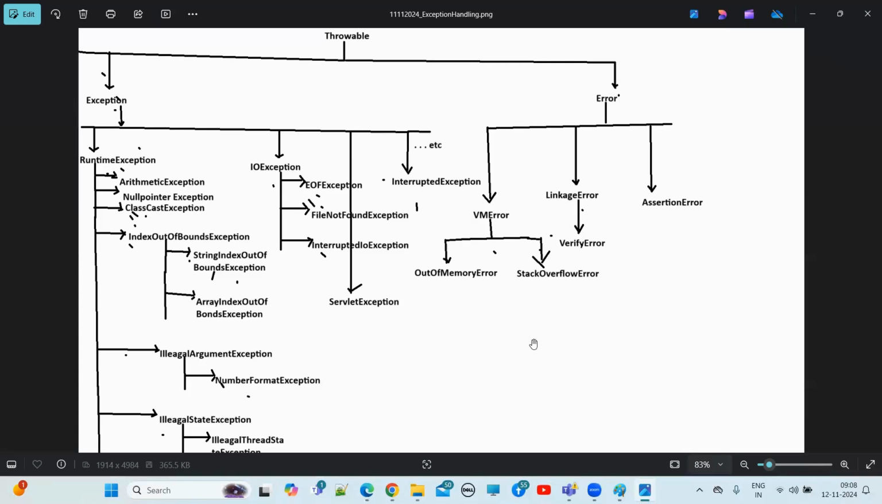Even errors also, like linkage error, out of memory error, stack overflow error. There may be a chance, but we don't have any control over that. Does the programmer have any control over that? We don't. These are taken care of by system resources. We discussed it yesterday. So if the programmer doesn't have any control, then who will check? The compiler will not check.